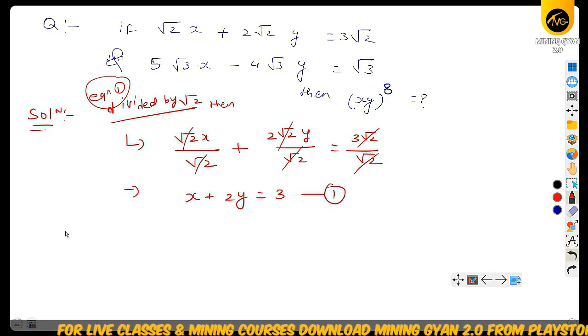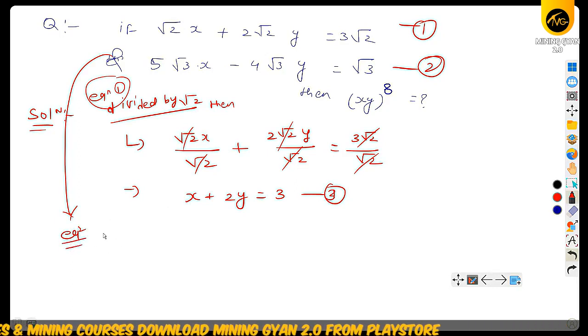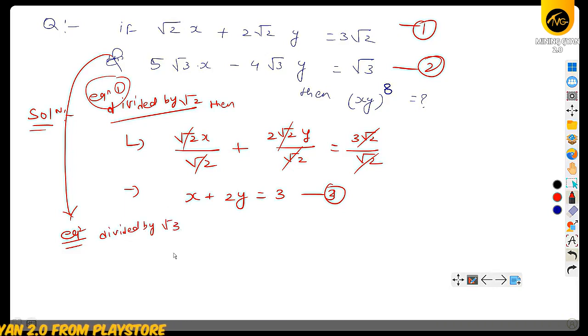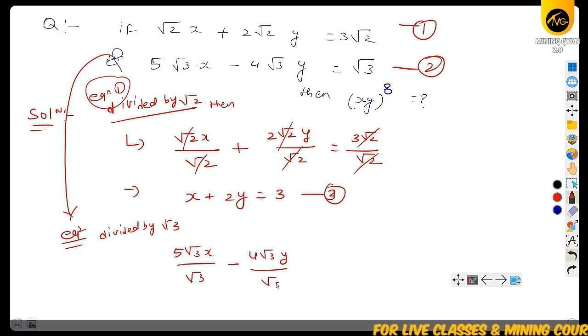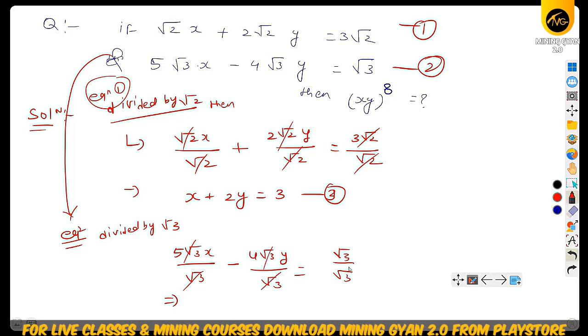Now again, equation number 2. This is equation number 1 and equation number 2, and this is equation number 3. Now from equation number 2, divide by root 3. So 5 root 3 x divided by root 3 minus 4 root 3 y divided by root 3. Again we can divide root 3 by root 3, so root 3 cancels. Now 5x minus 4y is equal to 1. So this is equation number 4.